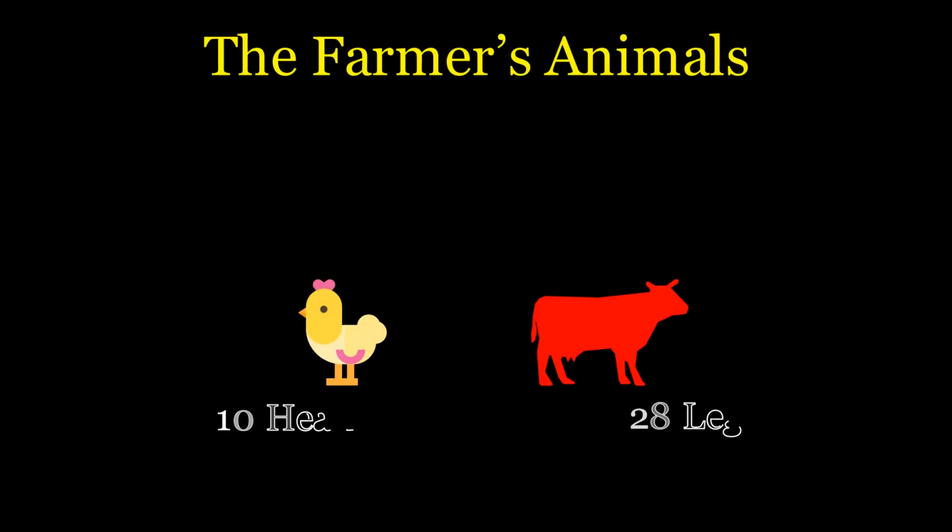The farmer has chickens and cows. Together they have 10 heads and 28 legs. Can you figure out how many are chickens and how many are cows? Pause the video and try to solve it yourself.